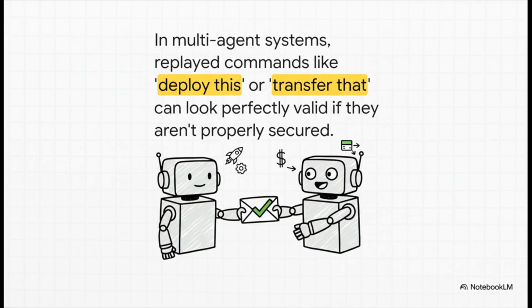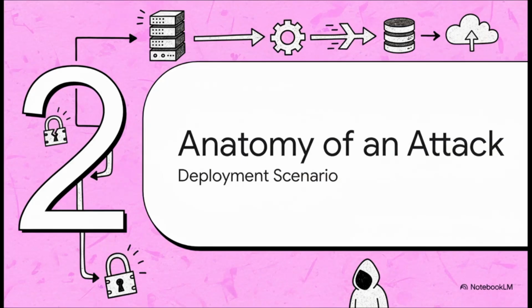And that right there gets to the absolute core of the vulnerability. See, in these multi-agent systems, the agents are basically built to trust each other. A command comes in that says deploy this or transfer that, and the agent on the other end just assumes it's legit. Without any extra security checks, why would an agent doubt it?